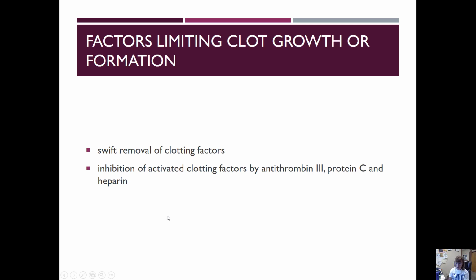All right, so why don't we have clots happening all the time? Well, the first and most important thing is swift removal of clotting factors. And because our blood is flowing, and that's what we want to make sure that our blood is flowing all the time. So people that have broken legs or some other body part that's immobilized will typically tend to develop clots.